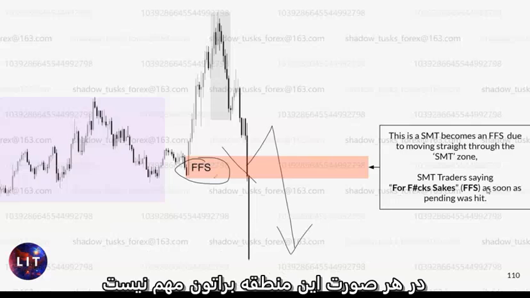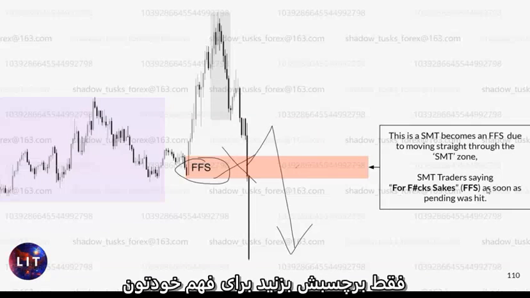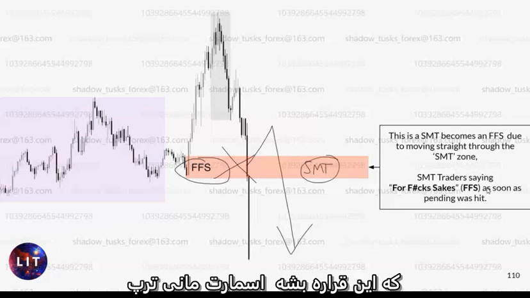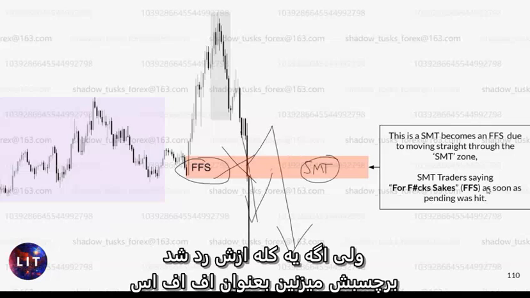The only question is, will it give a reaction or not? You're not interested in the zone anyway. You just label it for your own understanding that this zone will be a smart money trap. But if it smokes through like that, obviously you label it an FFS.